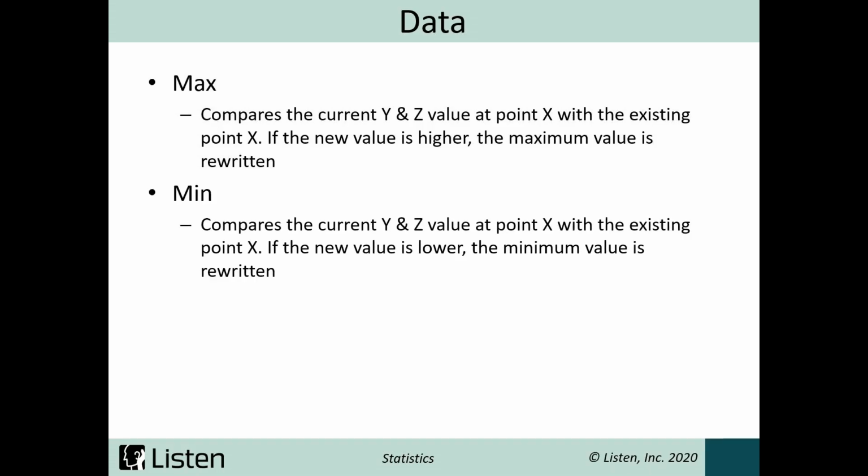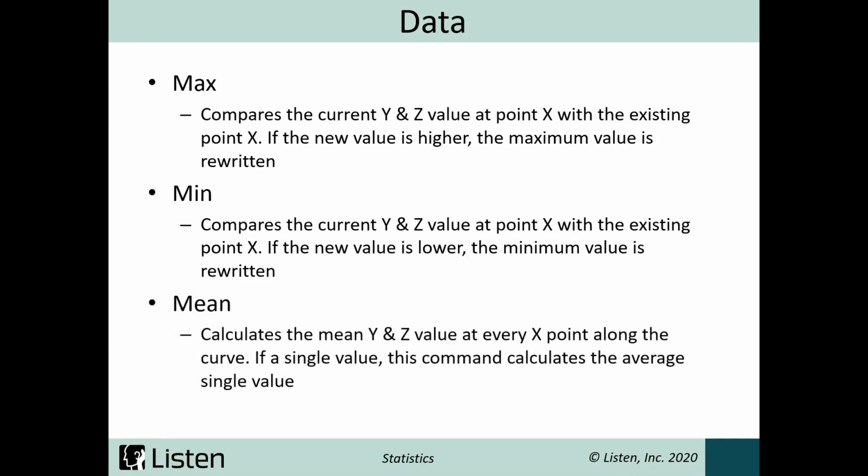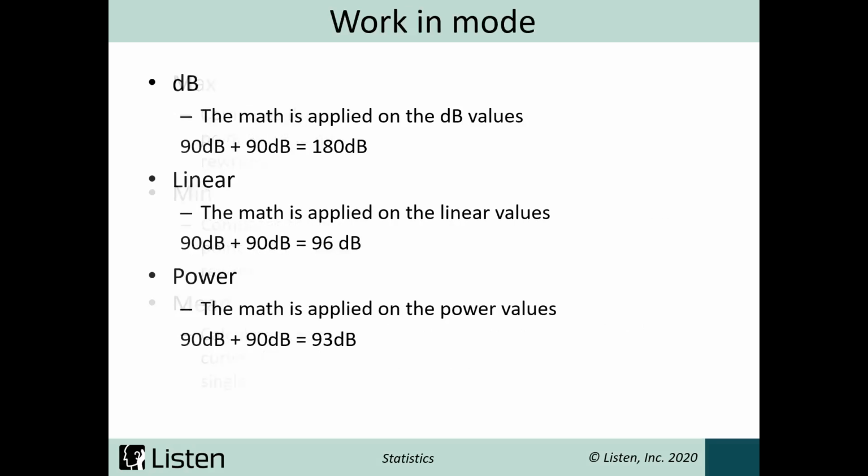Minimum will compare the current y and z value at point x with the existing point, but if it's lower, the minimum value is rewritten. And mean will calculate the average y and z value at every x point along the curve. If it's a single value, we'll just calculate the average single value. When we're running statistics on curves or values, we can specify the work in mode. We can choose dB to do all of the math on the dB values, linear to apply it on the linear values, or power on the power values. What you choose will depend on what you're running statistics on.